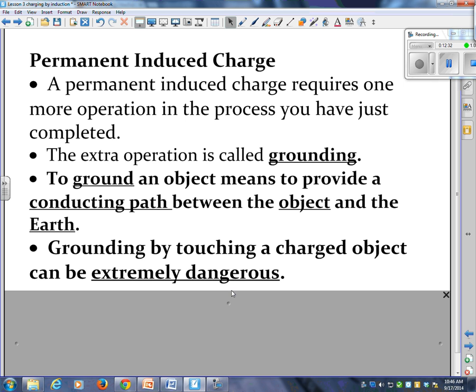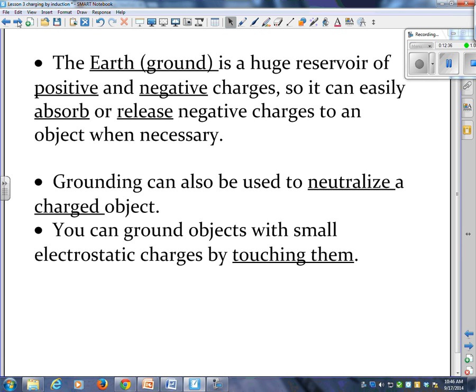Okay, let's have a look at this here. The earth, the ground, is a huge reservoir of positive and negative charges. The ground is huge, right? There's gazillions of positive charges and gazillions of negative charges. So it can easily absorb or release negative charges to an object when necessary. It can take negative charges in, or it can give off negative charges. It doesn't care. It's got an unlimited supply. Grounding can also be used to neutralize the charged object. You can ground objects with small electrostatic charges by touching them.